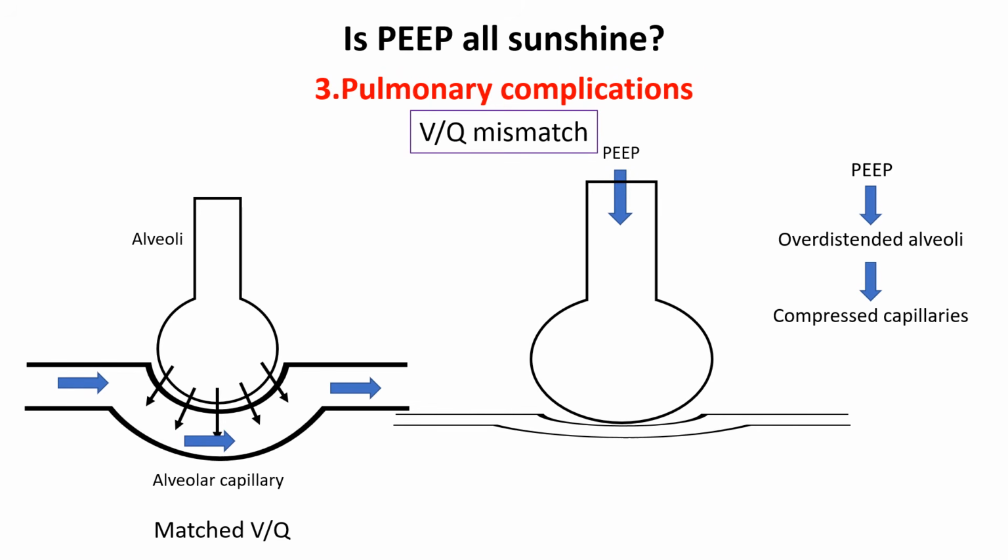As a result, these capillaries become compressed, reducing blood flow to those areas. Since these alveoli are still receiving plenty of air but less blood is flowing through them, the balance between ventilation and perfusion is disrupted. This VQ mismatch means that some areas of the lung are well ventilated but underperfused, reducing oxygen exchange efficiency.